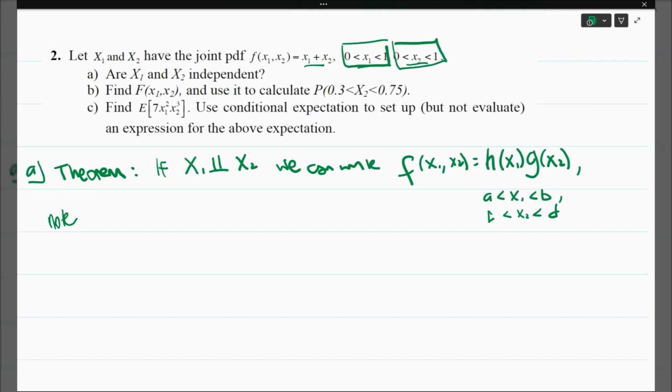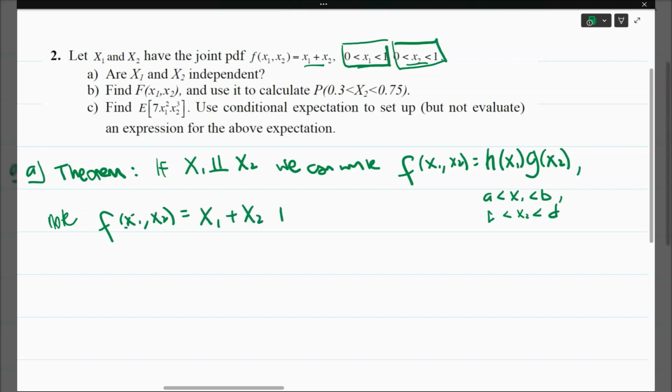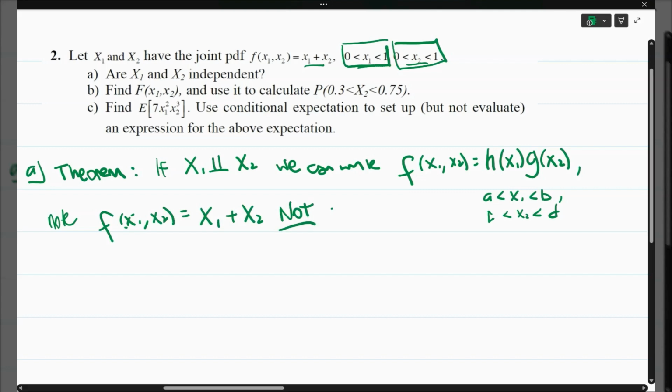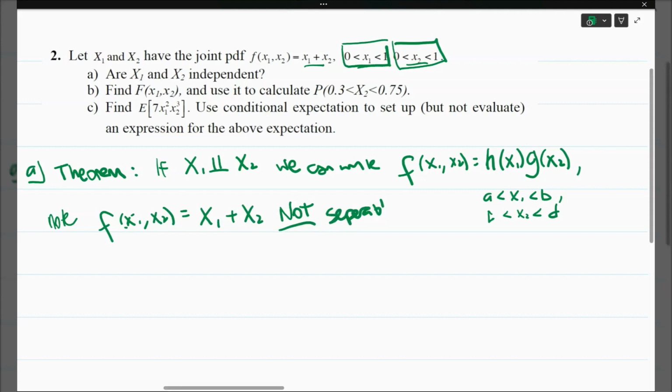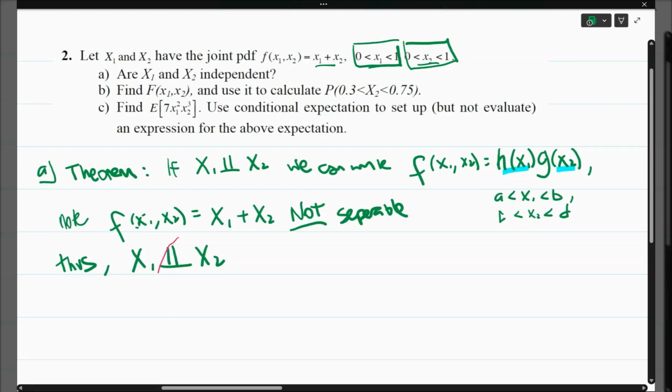The functional part of the joint is not separable. In other words, we cannot write it as a product of an x1 part and an x2 part. That being said, thus x1 and x2 are not independent. Okay.